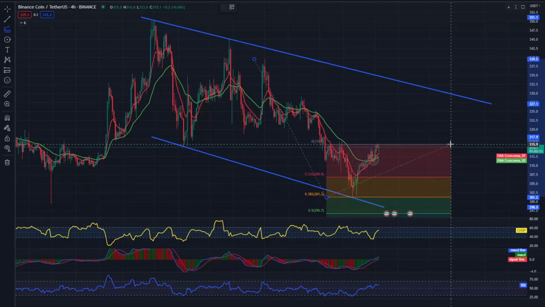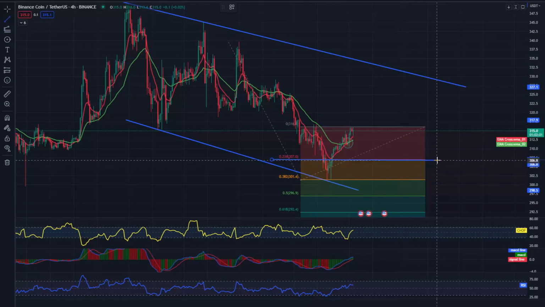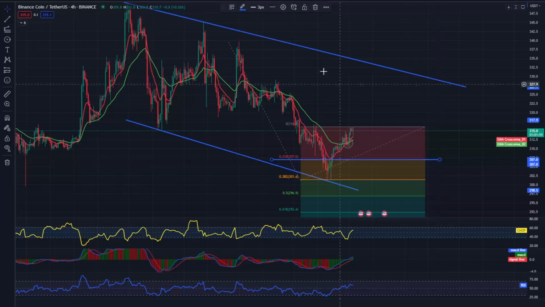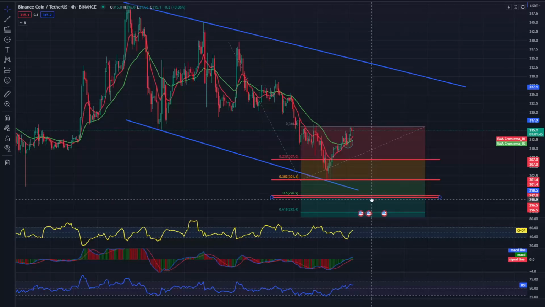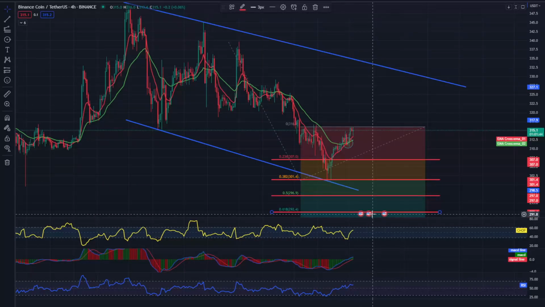Moving on, we can move on to marking support areas when we start a larger correction. And here, the first support is at $307. The second very strong support is at $301. The third support is at $297. And then the fourth support is at $292.